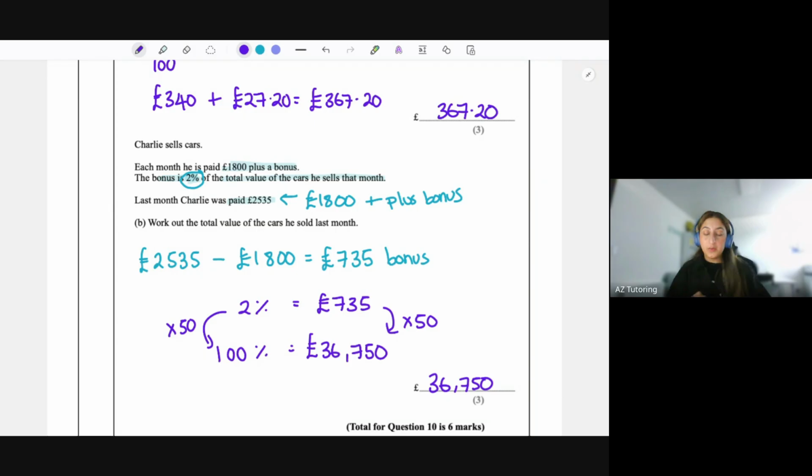So to reiterate that again, he gets paid £1,800 plus a bonus. So we know he got paid that much minus the £1,800, which is his standard pay. We know he got a £735 bonus, and we know the bonus is 2% of the value of the cars he sells. So if you want to find out the 100% value, just convert the 2% to 100%, using ratio on each side. And we know the total value is £36,750. That's for 3 marks.